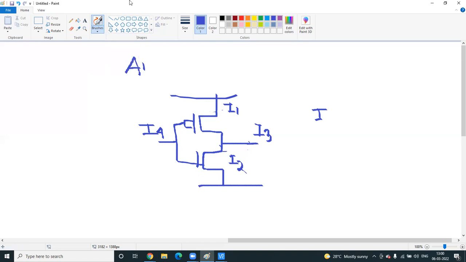The I4 is a gate current. Gate will be open circuit, so how will current flow? So this is 0. Always the gate current will be 0, so we neglect it. Then come to I1, I2, I3.